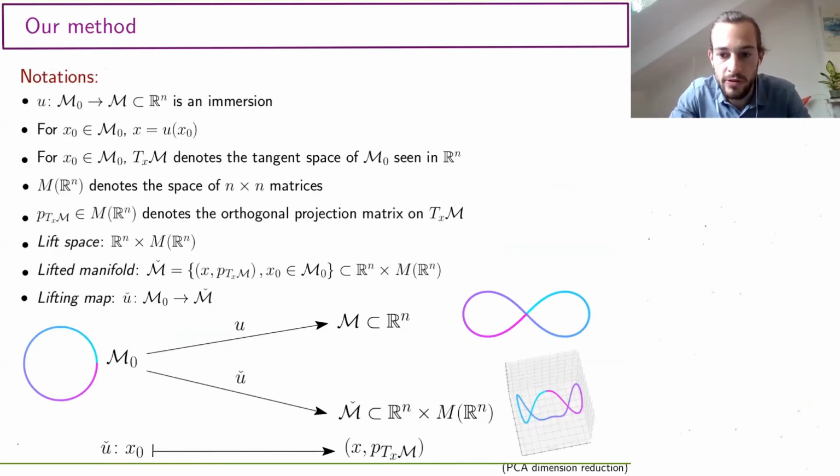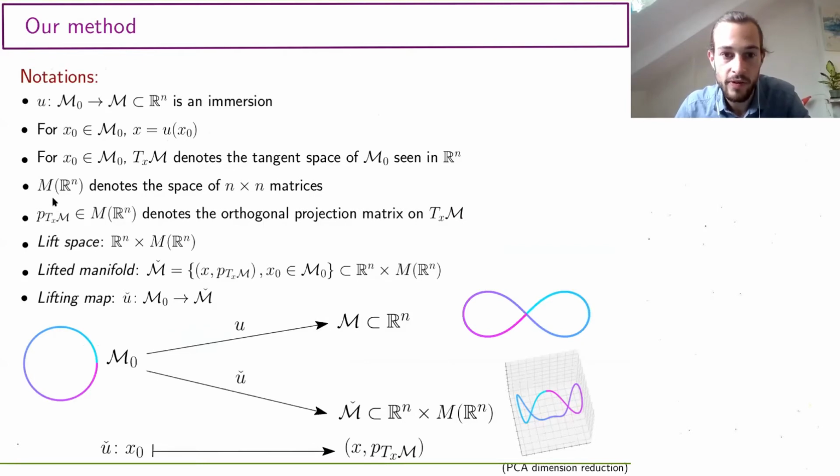So let me introduce some notations. Our immersion is called U. If I have a point now in my abstract manifold X0, I call X the image of X0 by the immersion. TXM will denote the tangent space of M at the point X.